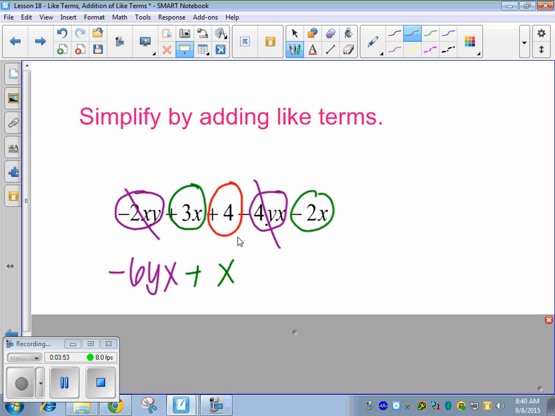And finally, I have this plus 4. It's just hanging out by itself. So we're just going to put it at the end. You don't have to put it at the end, but it's just going to stay by itself.